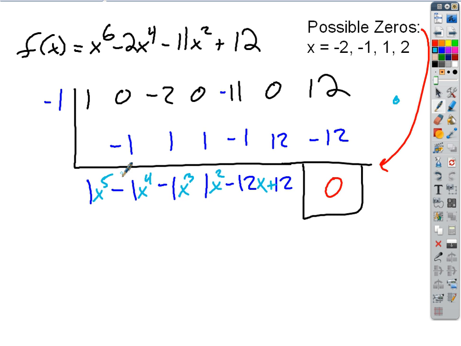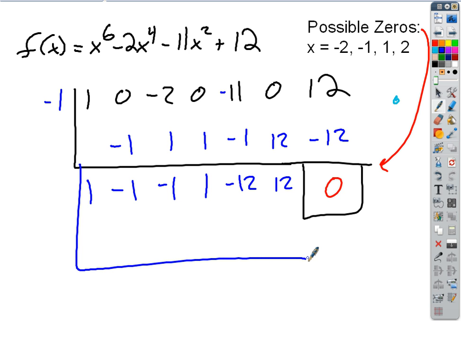Okay, but if we want to keep going, we found one of them. Now the next step would be to start over again and make a new synthetic division problem. There it is. We'll just nest our synthetic division, so now we've got a smaller one to deal with, and our remainder box just moves over to there. So now we tried negative 1 and it worked.